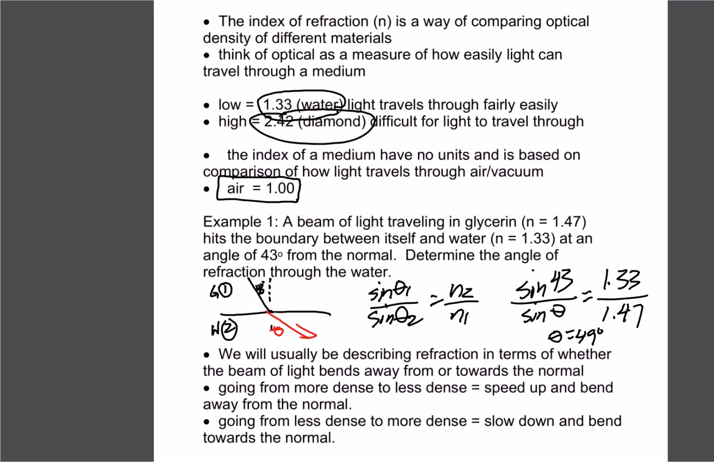That's a good way to remember these. If you go from more dense to less dense like we did, the wave will speed up and bend away from the normal. If we went from less dense to more dense, it's going to slow down and bend towards the normal.